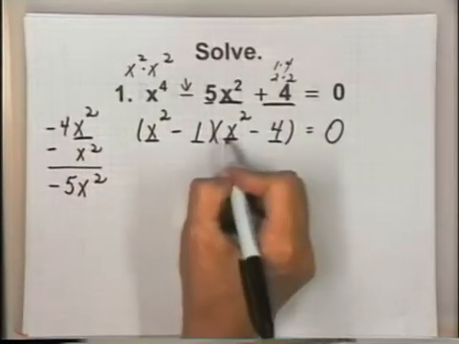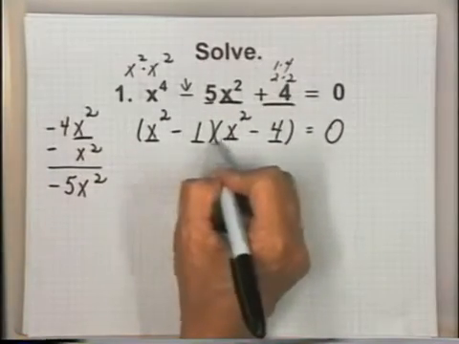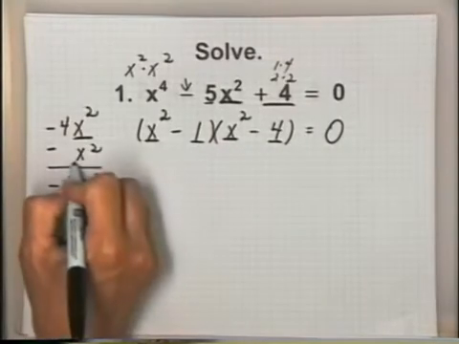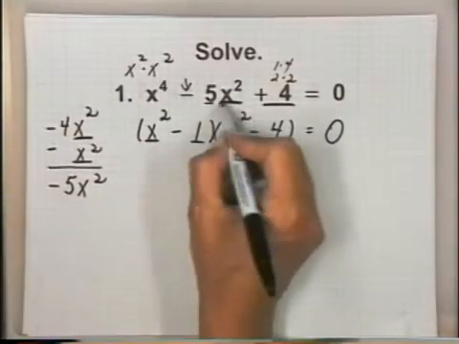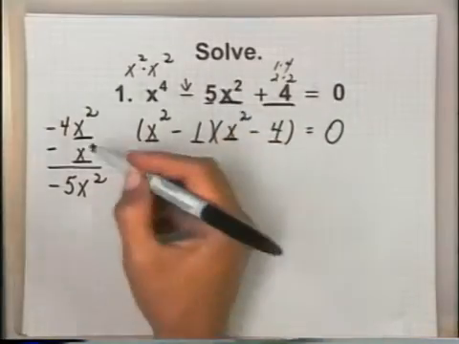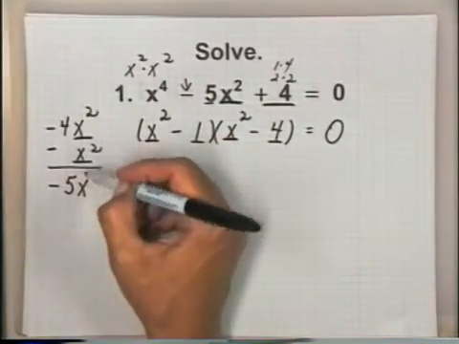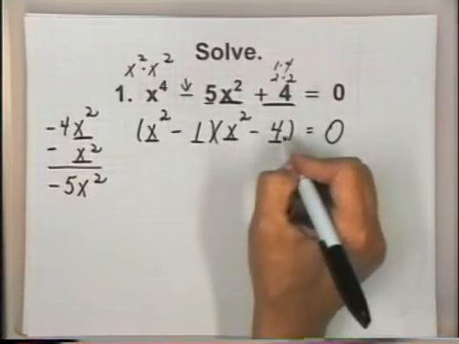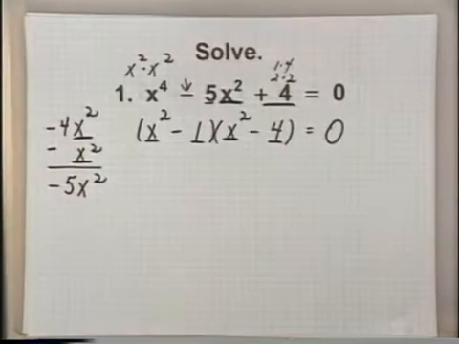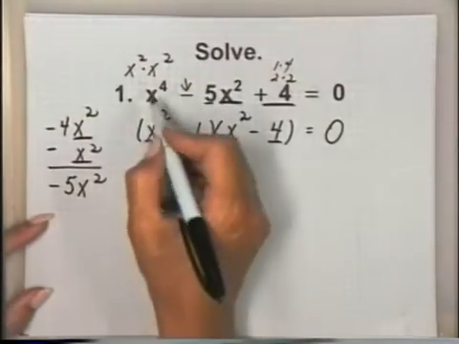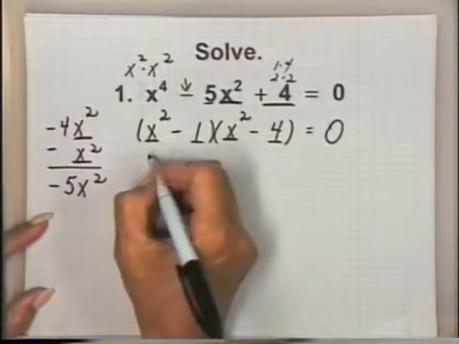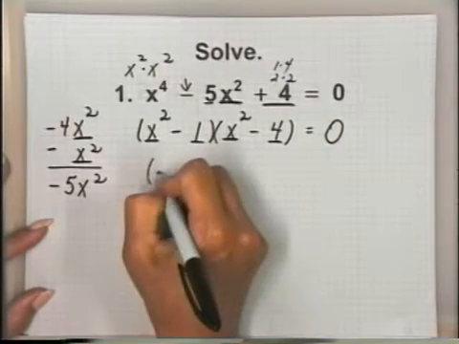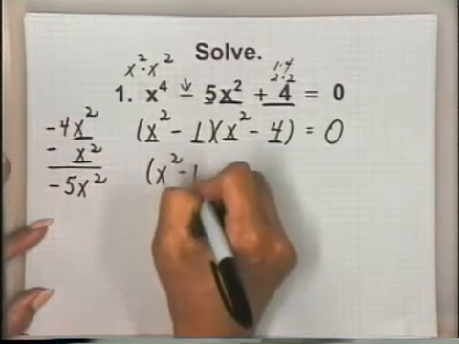And once again, when I multiply this negative 1 times x squared, the variable expression needs to be the same as this variable expression so that I can add these two products to get this middle term. Last, negative 1 times negative 4 gives us a positive 4. So we have taken the left side of this equation in quadratic form and we have factored it.